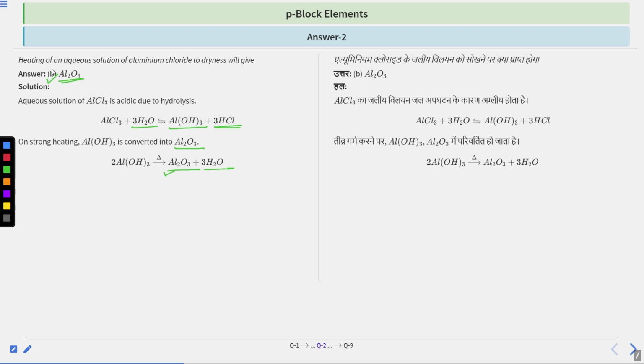Thus the correct answer is option B, that is Al2O3. Let's move to the next question.